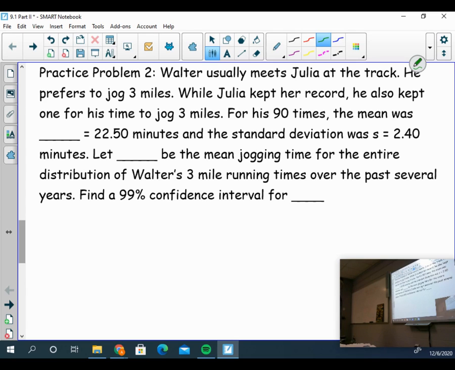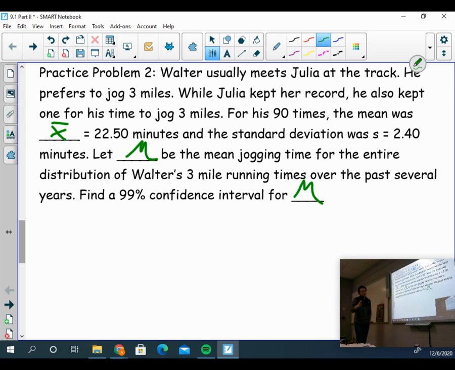Let's say Julia has a friend named Walter, and Walter usually meets Julia at the track, and he prefers to jog for 3 miles. Well, Walter also kept a record of his time to jog 3 miles. For his 90 times, the mean was 22.5 minutes, and the standard deviation was 2.4 minutes. Let mu be the mean jogging time for the entire distribution of Walter's 3-mile running times over the past several years. Find a 99% confidence interval for mu.